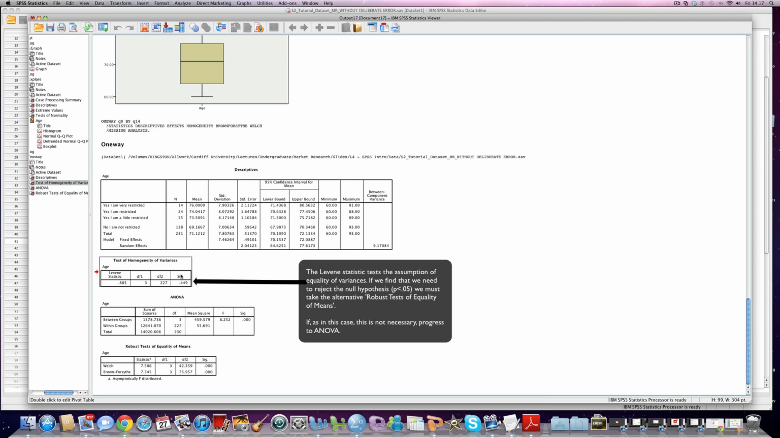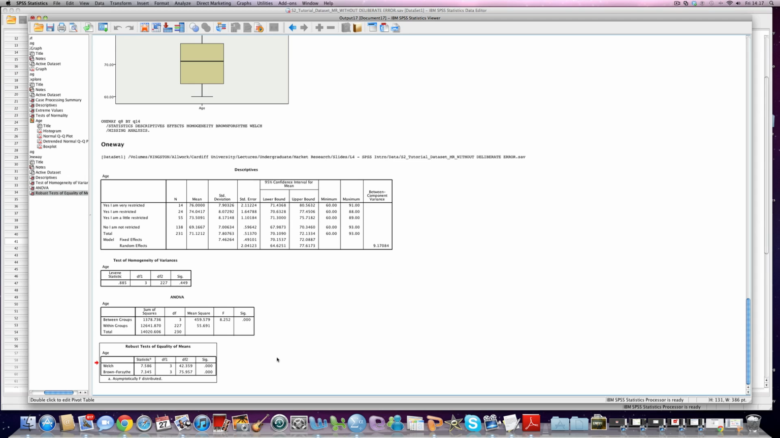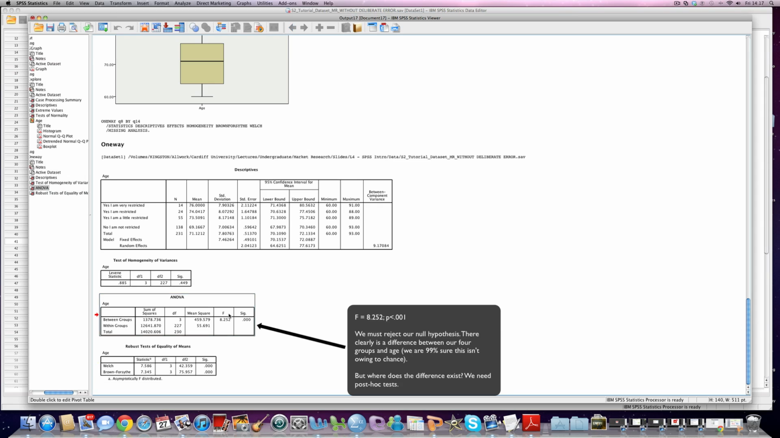If this was less than 0.05, Levene's statistic was, say, 0.02 or something like this, we would then choose a robust test of equality of means, either Welch or Brown-Forsythe, it doesn't matter whichever, and we'll take this statistic as being a more valid and reliable representation of whether there were differences between the groups. But in this situation, ANOVA is perfectly acceptable.